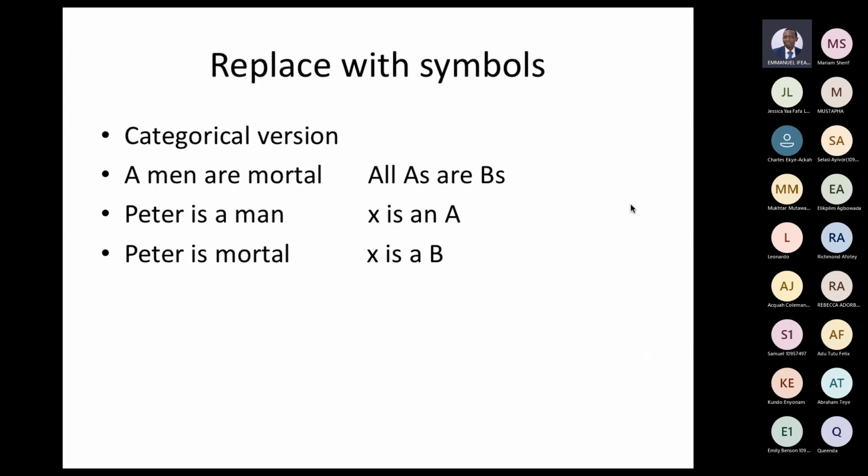Now let's also replace words with symbols. Now this is a categorical version. All men are mortal. We'll say all A's are B's. Men are A's, mortal are B's. Peter is a man will be X is an A. Peter is mortal will be X is a B. So with symbols we would have all A's are B's, X is an A, therefore X is a B. Now this is also something we do when we deal with deductive arguments.